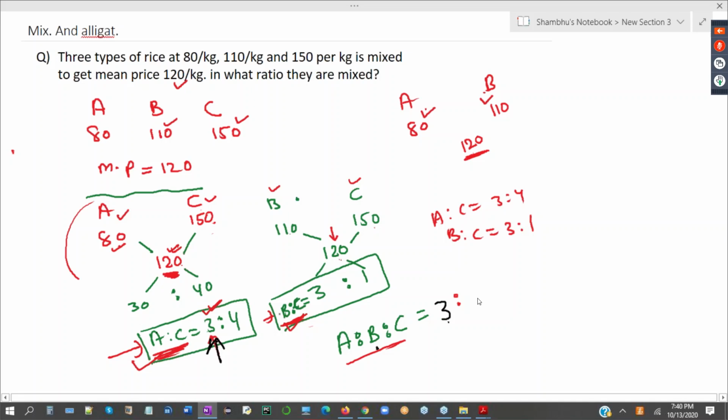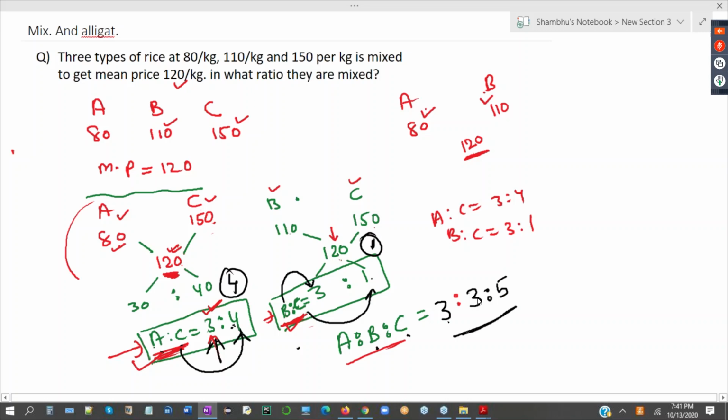A is 3. I wrote here 3. What is the value of B? B also is used only once. B is 3 again. So 3:3. What is the value of C? C is used 2 times now. C is once here 4, and C is once here 1. It means once C is 4 kg with 3 kg of A, and another time C is 1 kg with 3 kg of B. So altogether C is how many kg? 4 kg here, 1 kg here. So altogether C is 5 kg.